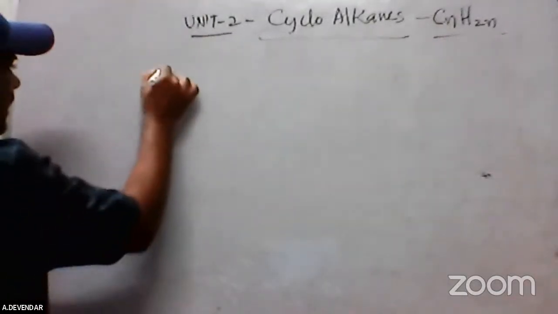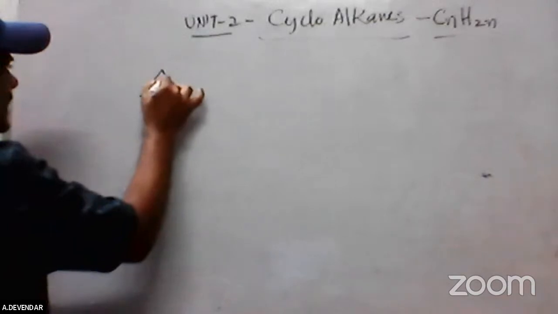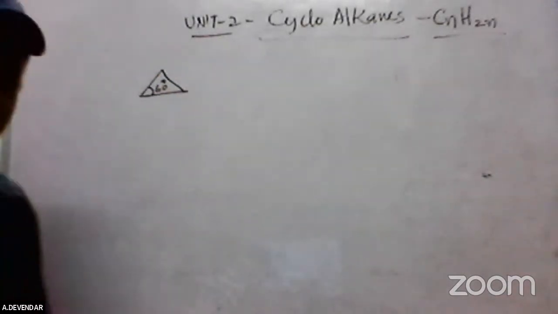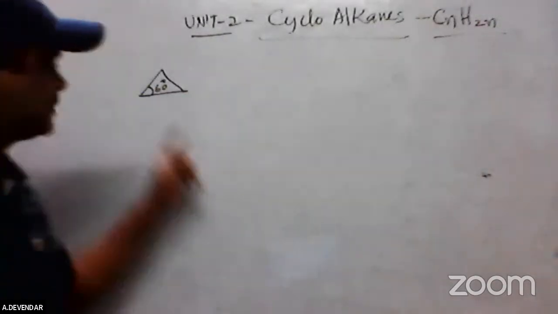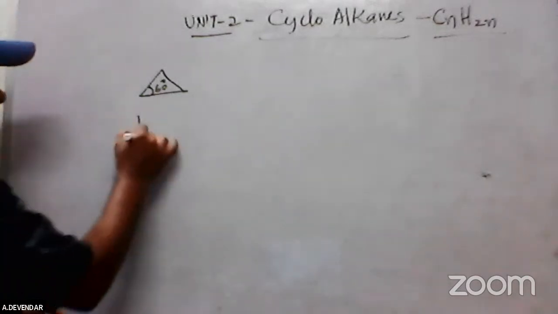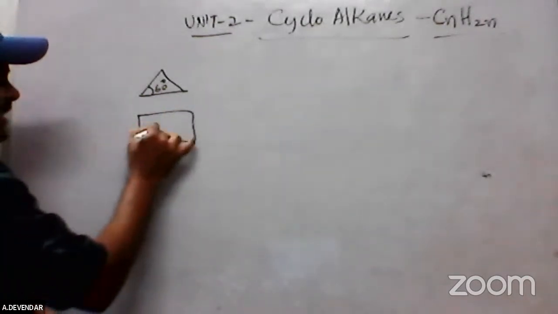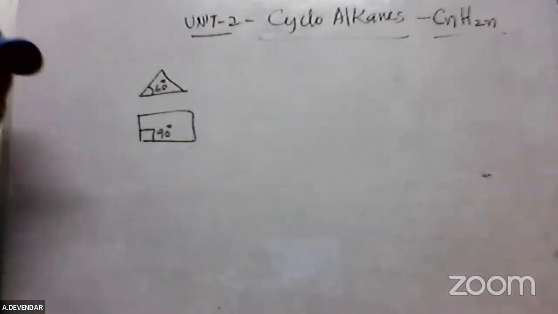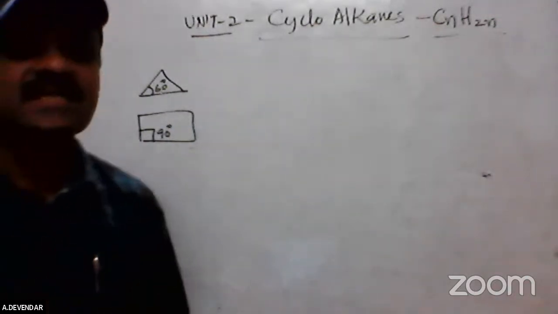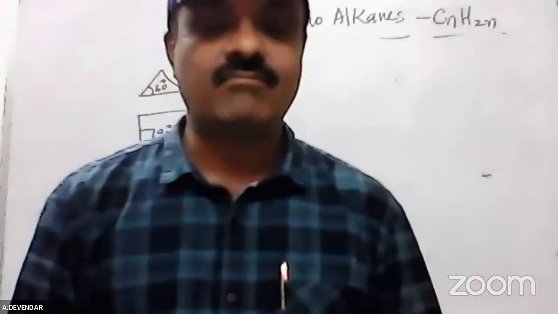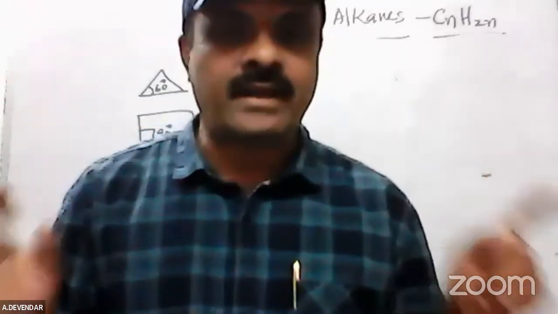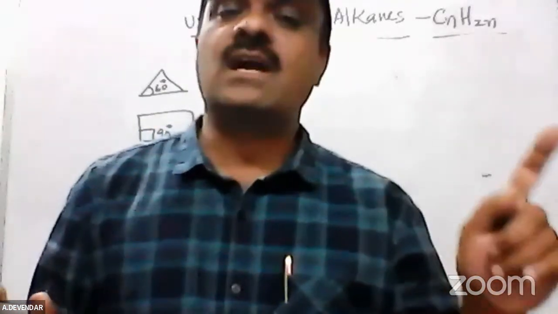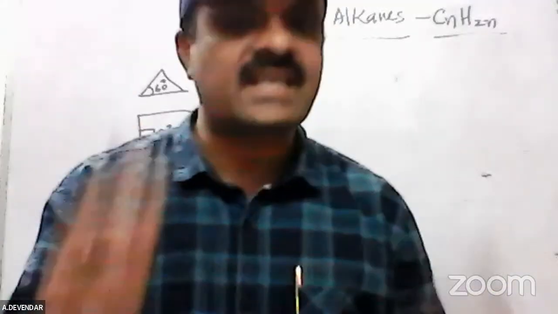In this triangle, the bond angle is 60 degrees. But normally, saturated hydrocarbons have 109 degrees 28 minutes. But the bond angle in cyclopropane is 60 degrees. We should take that cyclobutane is 90 degrees, cyclopentane is 108 degrees, and cyclohexane is 120 degrees. These are all different bond angles. But the normal bond angle in saturated hydrocarbons is 109 degrees 28 minutes. So it is deviated, and some angle stress is there.